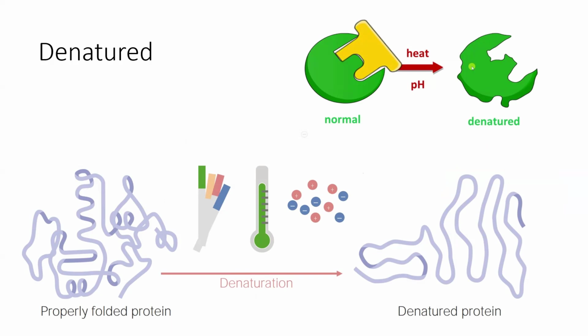This is another better figure. Here we have a lovely, properly folded protein in its nice three-dimensional shape. And then things like charged particles, temperature, or pH can cause this protein to turn into a jumbled mess. That is not the intent and it will not be able to serve its purpose.